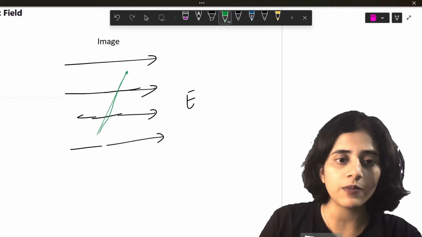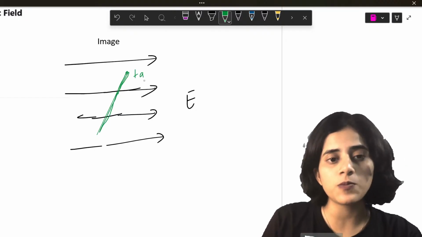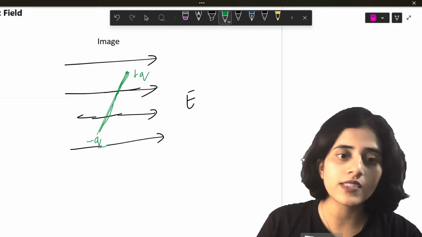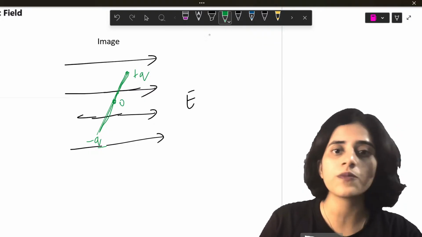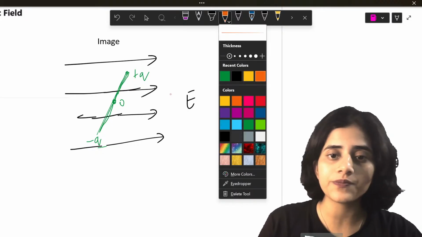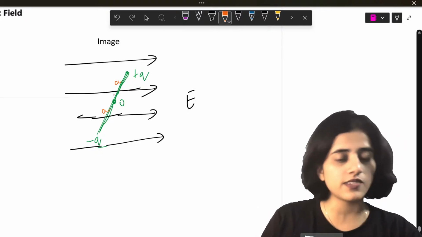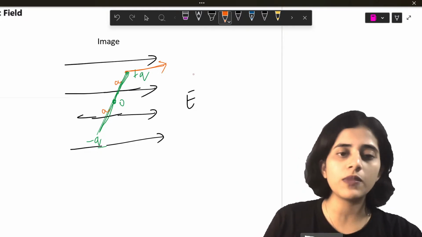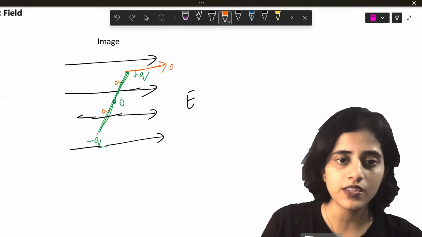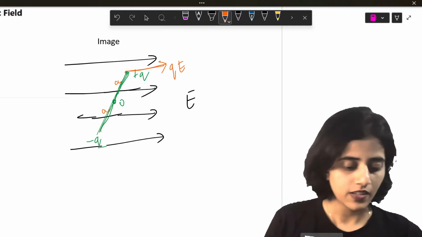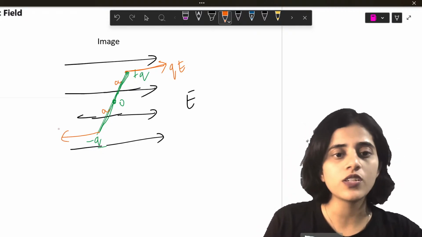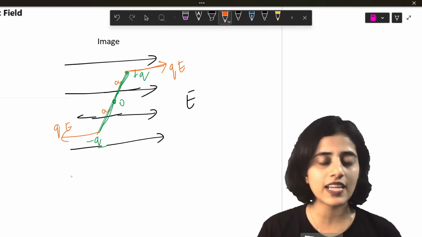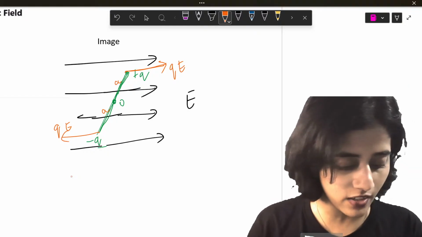This is a dipole. So this is plus Q, this is minus Q. Plus Q and minus Q together form my dipole. This is the center of the dipole. This is O. Now I'll take a different color. This distance is A. This distance is also A. Now the force that acts on the plus Q will be in this direction, equal to Q into E. But for the negative charge, it will be in the opposite direction, also equal to Q into E. Since it's positive and negative, they are in two opposite directions, QE and QE.